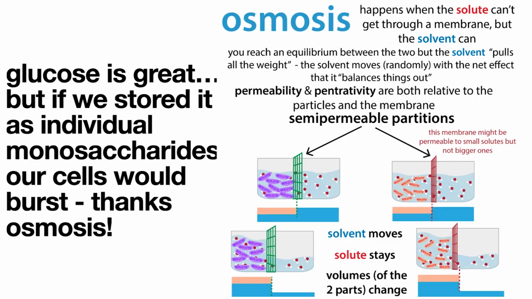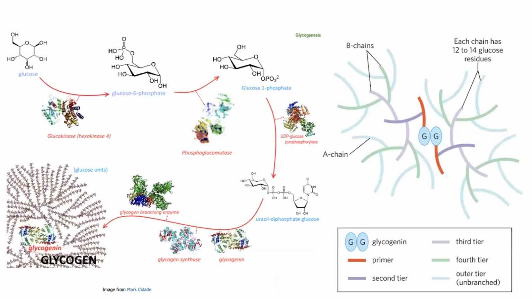And what would happen is that the cells would burst. And we don't want cells to burst. Well, at least not in our bodies. Sometimes we do in the lab, but we don't want that to happen here. So instead, we take these glucose and hook them up into glycogen. Glycogen has this huge, big branching structure. It has long chains with branches, and at its heart is the protein glycogenin.